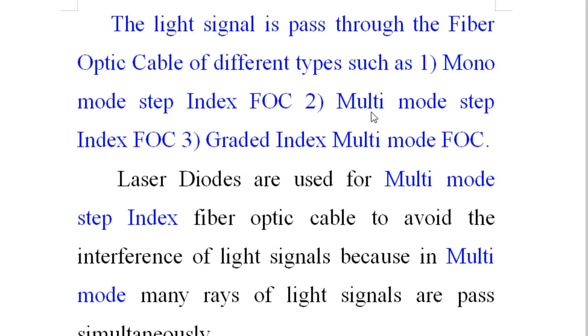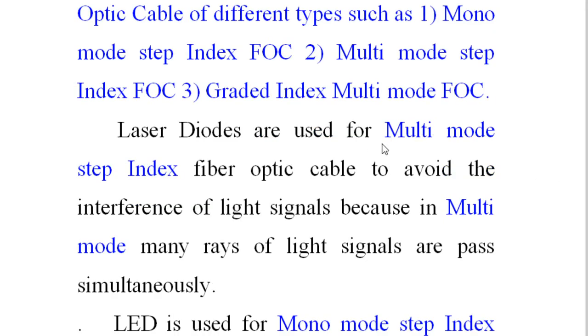And here is the problem, what? In this case, you have to pass many rays of the light of different wavelength, and those many rays of the light should be highly monochromatic, otherwise interference will take place. And in case of mono mode, there is no problem because only one ray of light is passed. You cannot pass two information signals. One ray of light is equal to one information signal. And therefore here, let us read this, you will understand this.